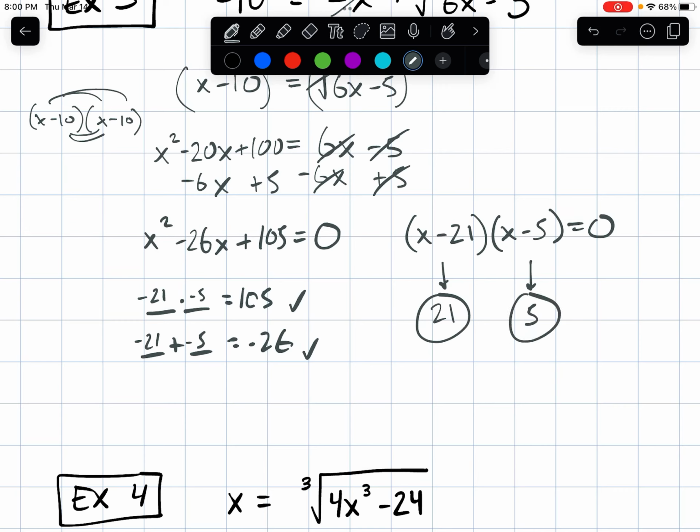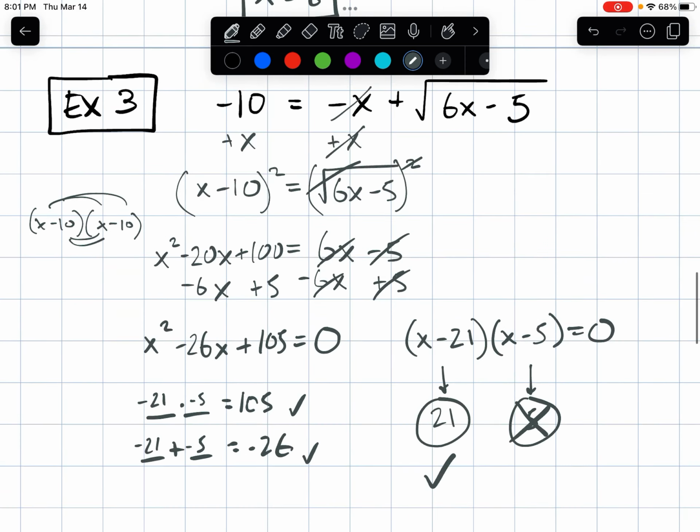So again, you do have to go back and plug these in. So when I go ahead and plug in positive 21, I do get that to work out. Okay, that does give me a true statement when I plug in positive 21. When I plug in 5, however, we get a false statement. This is not true, okay?